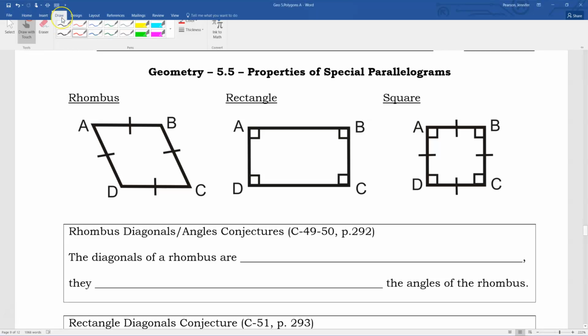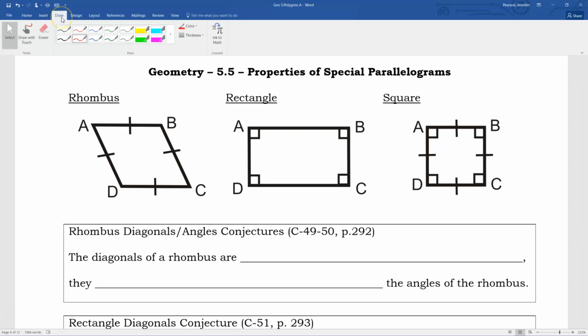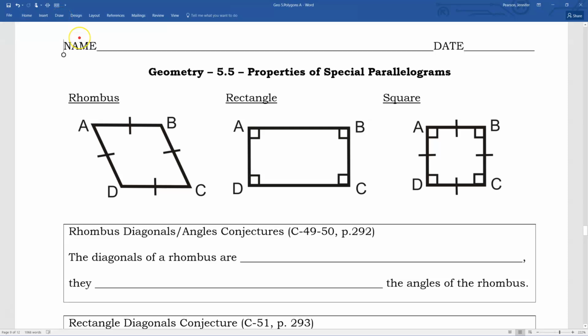This is Geometry Lesson 5.5, Special Parallelograms. We have three special parallelograms that we're going to be talking about. We have the rhombus, which we know means we have 4 congruent sides.